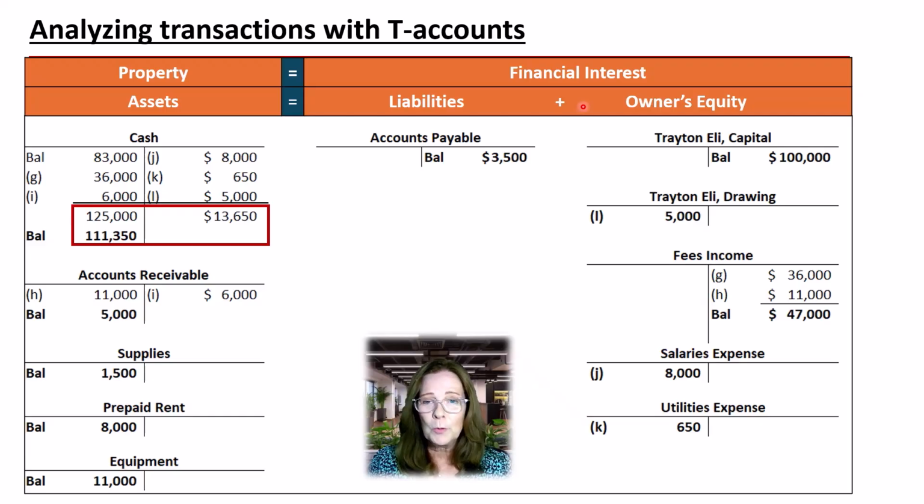Calculating the totals for each column is called footing. For the cash account, we have total debits of $125,000 and total credits of $13,650 and a final debit balance of $111,350 after we subtract the credits from the debits.